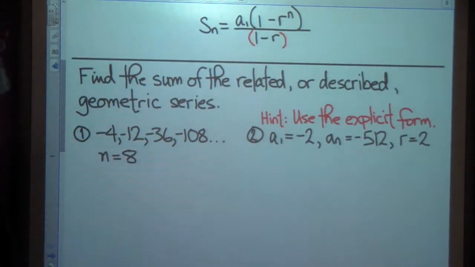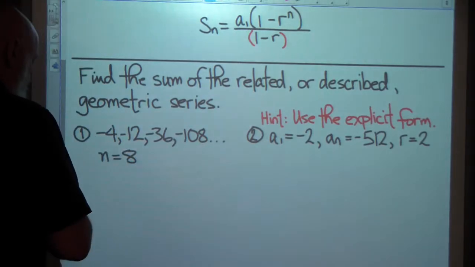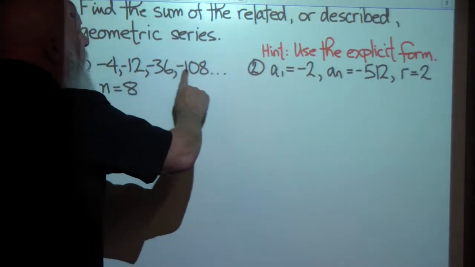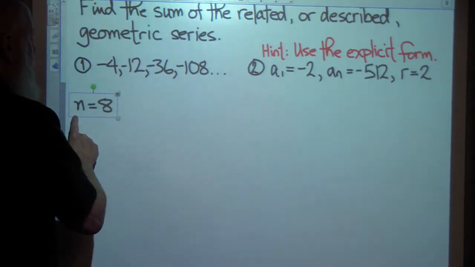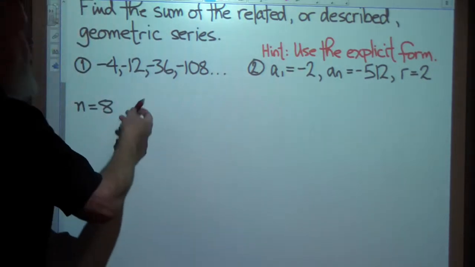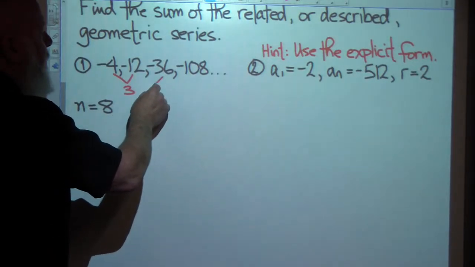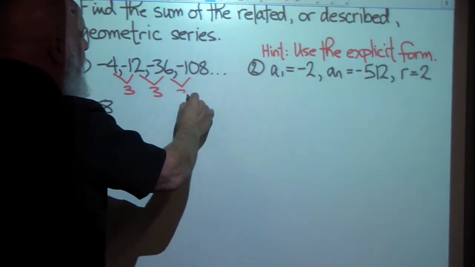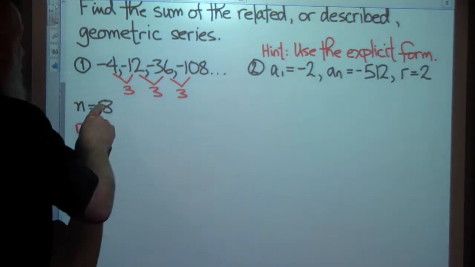We got find the sum of the related or described geometric series. Well, here I have a geometric series. It tells me this is what it looks like, and it tells me I'm going to have 8 terms. I'm going to move that just a little bit so I can see if it is geometric. Negative 12 divided by negative 4 is positive 3. Negative 36 divided by negative 12 is positive 3. So I know what my common ratio is. The common ratio is 3. I've got the number of terms is 8.